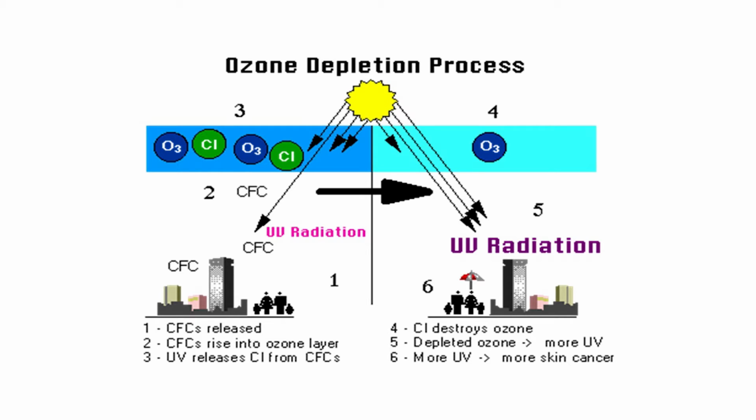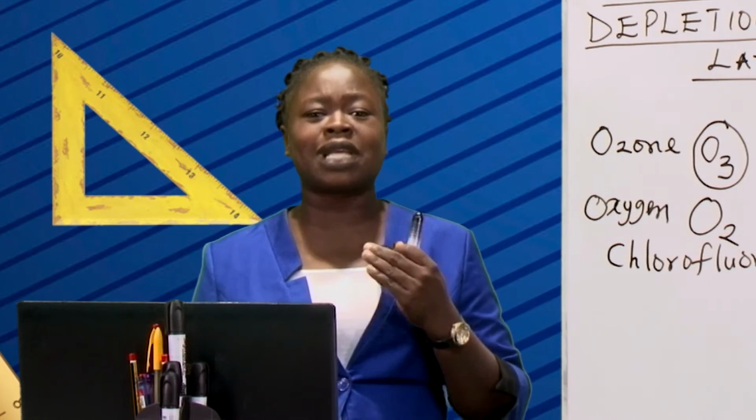Can you see? So from the picture, we can see that when CFC is released, it goes into where? The stratosphere. We could see the layer of ozone in this picture, in the first stage, was very thick. And after the depletion, we could see that the thickness has reduced. Another thing we can see from this picture is that the ultraviolet rays are being prevented by the ozone layer, and only a little ray of ultraviolet comes to the earth. And after the depletion, what happened? We can see that much of these ultraviolet rays are released onto the earth.